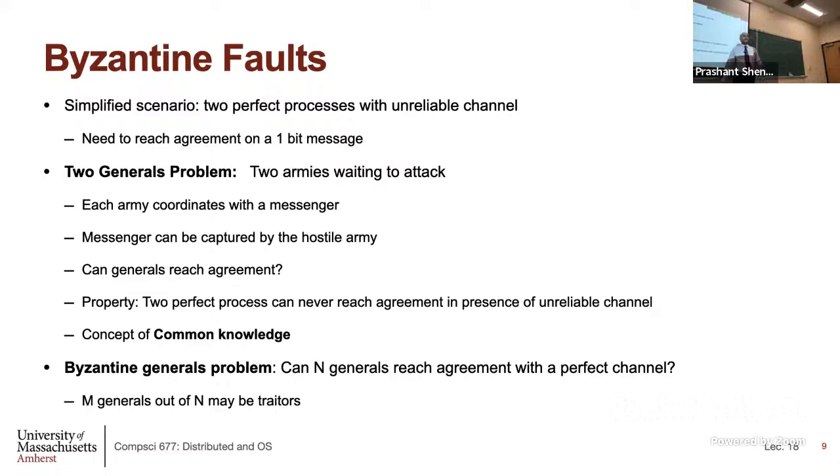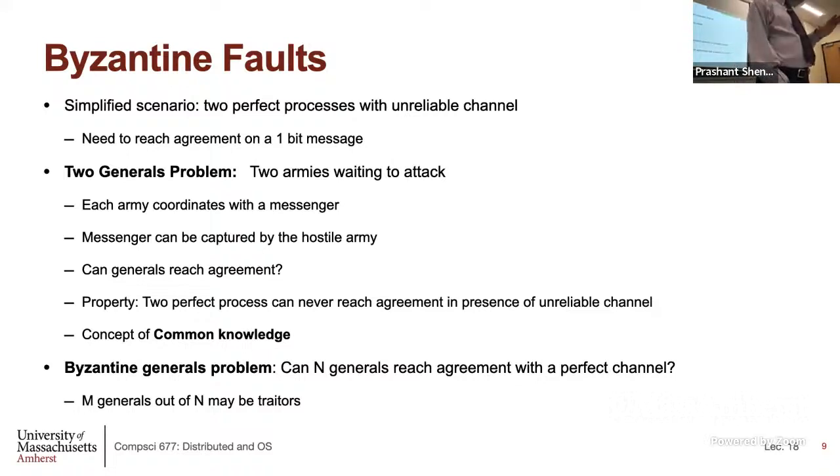So a traitor is exactly what a Byzantine fault is. They can do arbitrarily malicious things just to confuse every other process. Unlike a crashed process, where you don't send any messages, a traitor process or a Byzantine faulty process can send arbitrary messages. And yet we want to reach agreement.